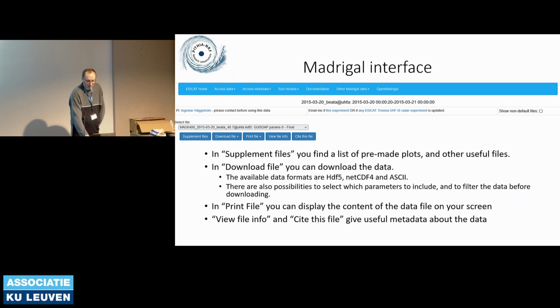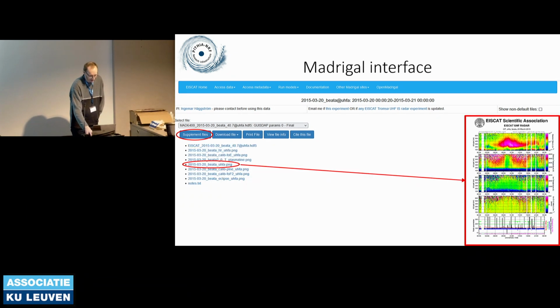If you want to cite the data, you get the, is it a DOI or, okay, I don't remember what kind of persistent identifier we use just in this case. So here I chose some supplement files, and I chose this file.